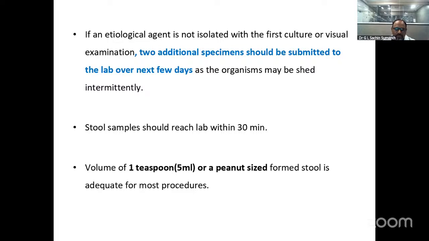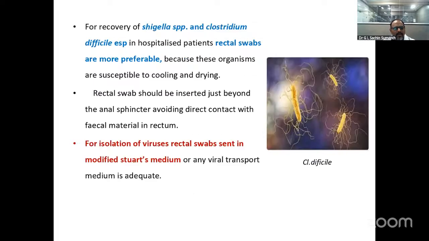Stool sample should reach the lab within 30 minutes, and a volume of 5 ml or a peanut-sized formed stool is adequate for most of the procedures. For the recovery of Shigella and Clostridium difficile infections, especially in hospitalized patients, rectal swabs are more preferred because these organisms are susceptible to cooling and drying. Rectal swabs should be inserted just beyond the anal sphincter, avoiding direct contact with the fecal material in the rectum. For isolation of viruses, rectal swabs sent in a transport medium called modified Stuart's medium, or any other viral transport medium, is adequate.